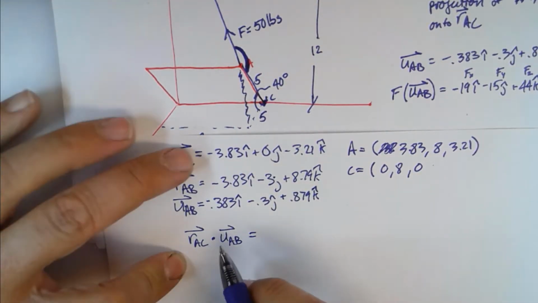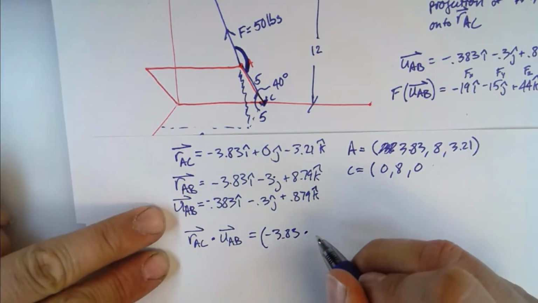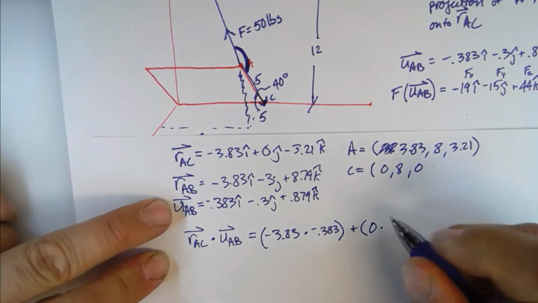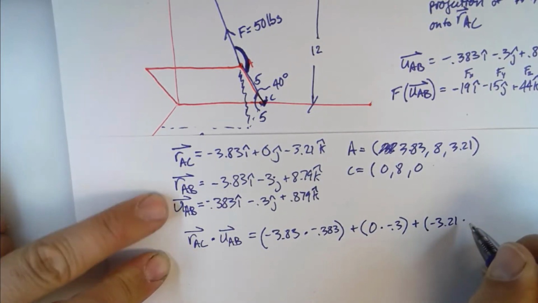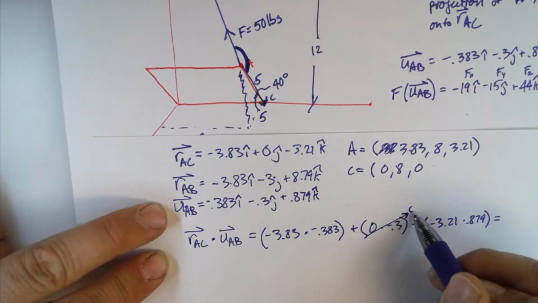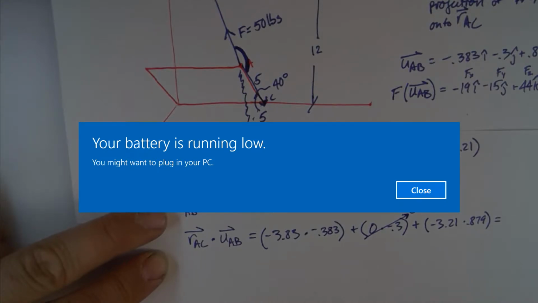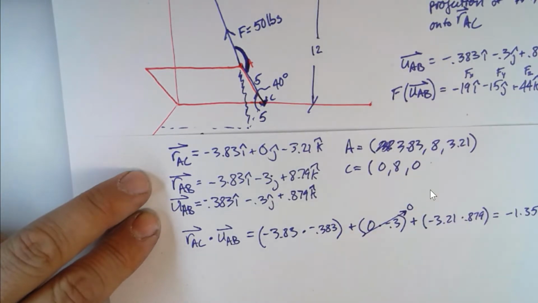Okay? So RAC dot UAB, we said, is going to take negative 3.83 and multiply that by negative 0.383, plus 0 times negative 0.3, plus negative 3.21 times 0.879. And these are all scalars. So this one we can see is 0. Can someone add these up and tell me what the sum is? I got negative 1.35. Negative 1.35. I got that too.